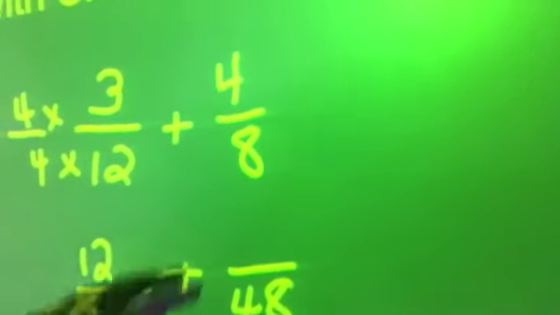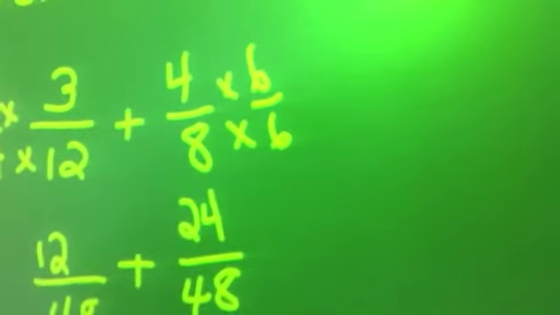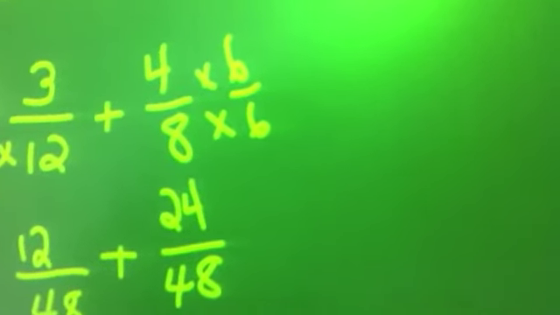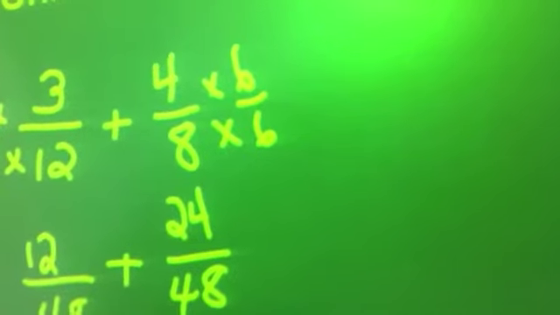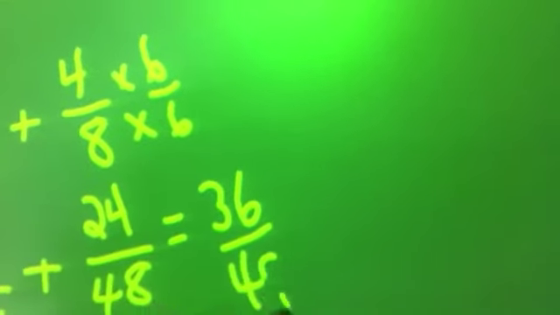On the other side, now I need to think, how many times does 8 go into 48? And I know that that is 6, so I need to use 6 over 6, and that's 24 over 48. Now I can add them together because the denominators are the same. I am not adding the denominators, I am only adding the numerators. So 24 plus 12 is 36 over 48.